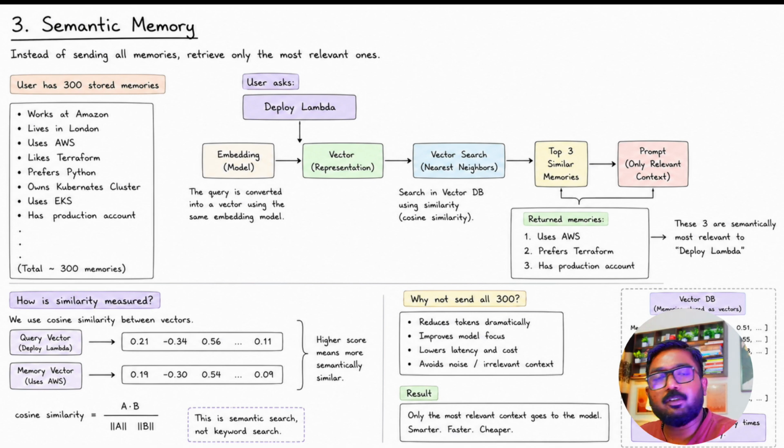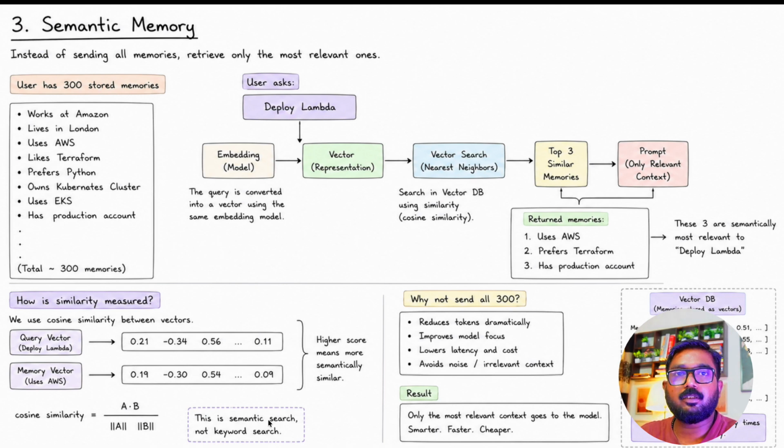And also you don't have to send all the 300, you just have to send the nearest available. So you see, this is the way the similarity is being measured. We use cosine similarity between vectors, right? Like a query vector, that is "deploy Lambda", that the user is querying, and the memory vector, that is "use AWS Lambda, use AWS embedding". Both of them are stored together inside the vector embedding, and if both of their cosine similarities match, then this will be returned to the agent.